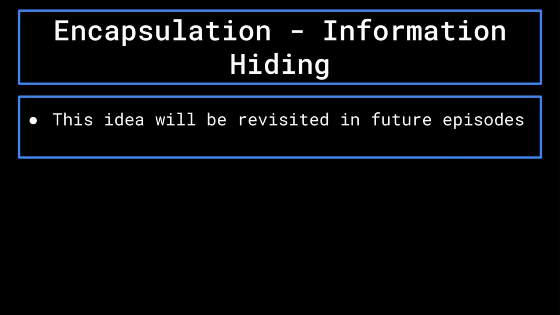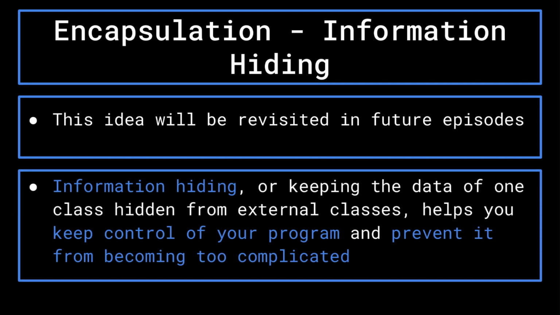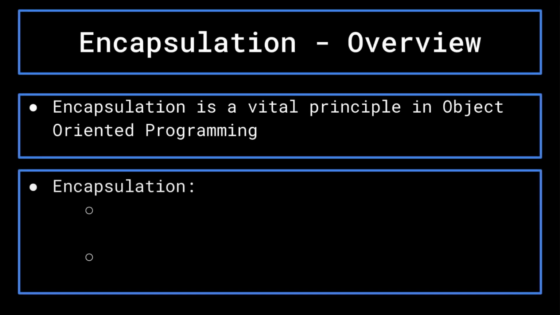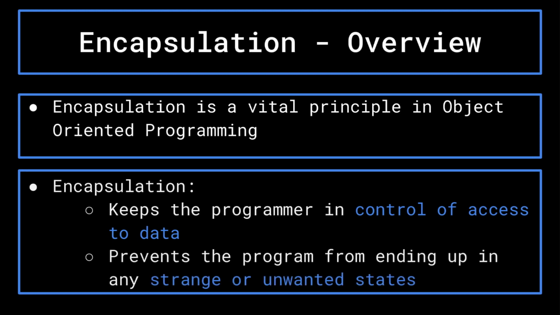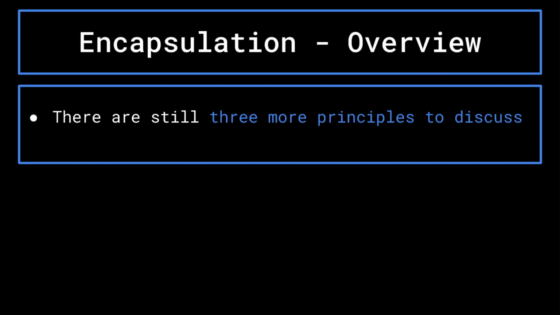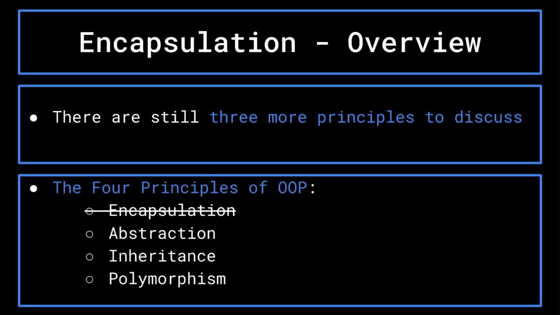This is an idea we will touch upon again in future episodes to come, but for now, it's best to understand that information hiding, that is, keeping one class from being able to directly access the data of another class, i.e. keeping it hidden, is important to keep control of the program and in reducing the program's overall complexity. Encapsulation is a vital component of object-oriented programming that allows the programmer to maintain control of their data and keep their program from ending up in any strange states. While an understanding of encapsulation is certainly useful in helping you to understand object-oriented programming as a whole, there are still 3 more principles to discuss.